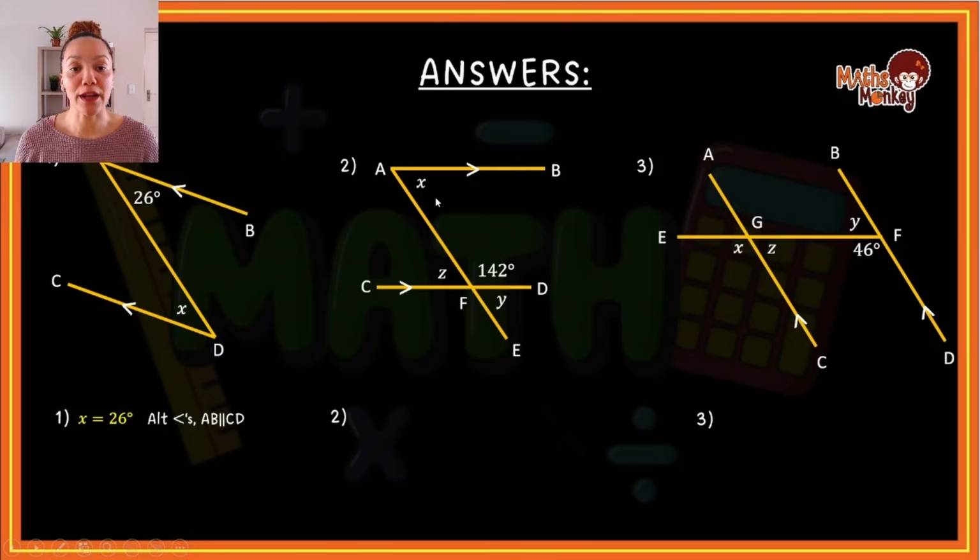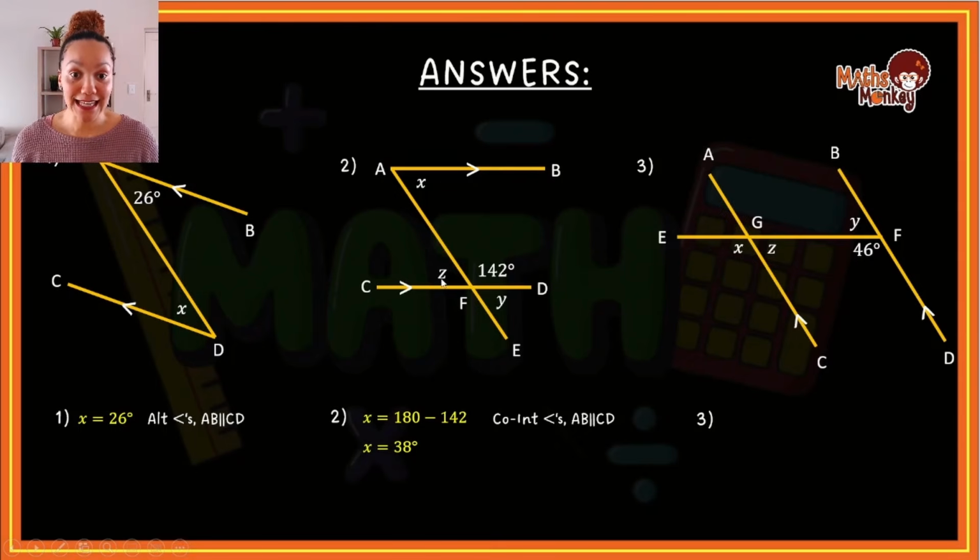Okay, so number 2, I'm going to try and do x first. You see that x and 142 make the U, okay? And we know that inside the U, I have to have angles that add up to 180. So x is then equal to 180 minus 142. What's my reason? Co-interior angles, because AB is parallel to CD. Therefore, x is equal to 38 degrees. So we know that the size of this angle is now 38.